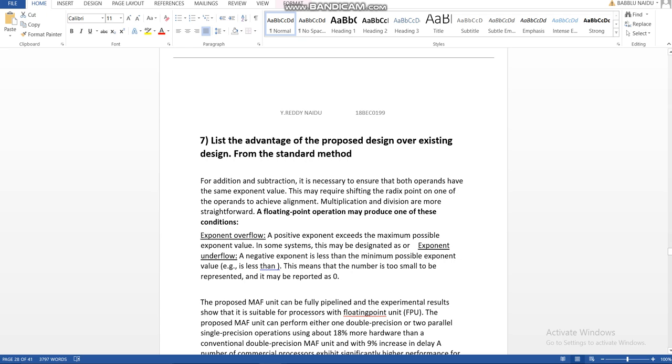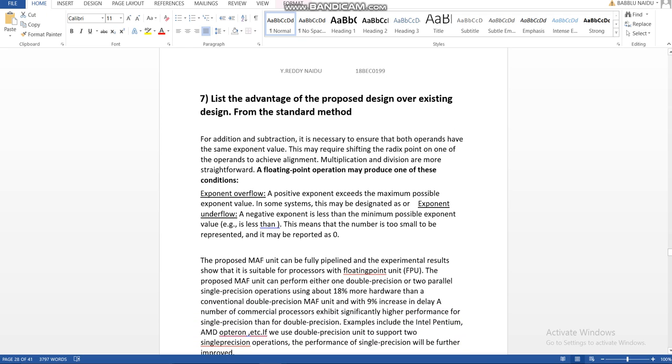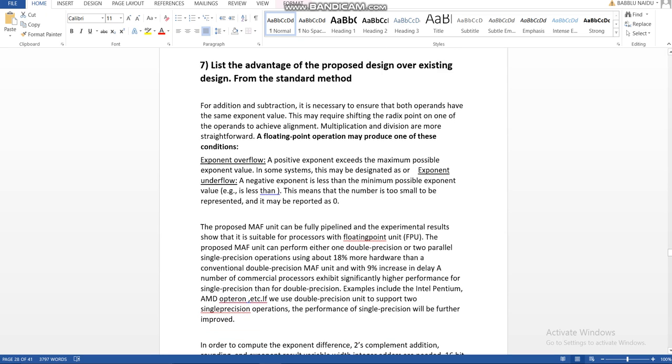Exponent overflow and underflow. Exponent overflow: a positive exponent exceeds the maximum possible exponent value. In some systems this may be designated as infinity. Exponent underflow: a negative exponent is less than the minimum possible exponent value. This means the number is too small to be represented and it may be reported as 0.